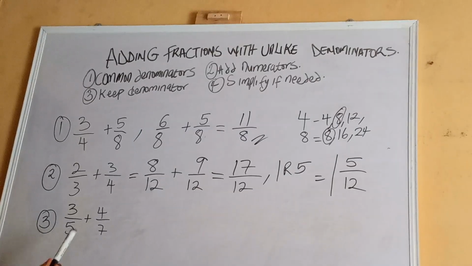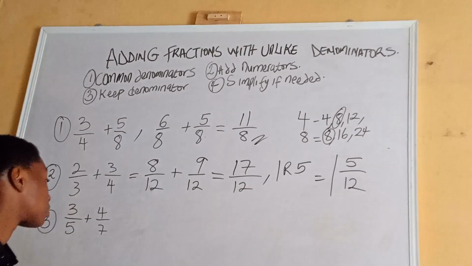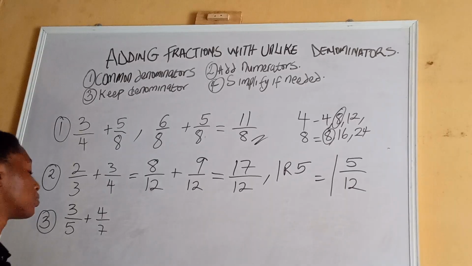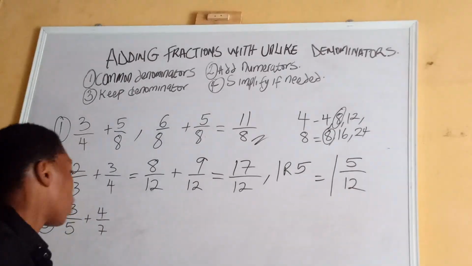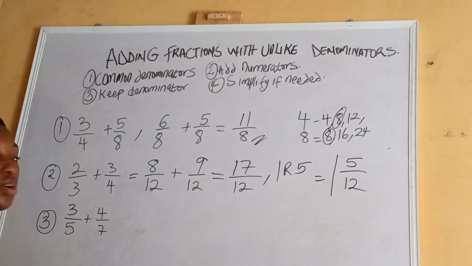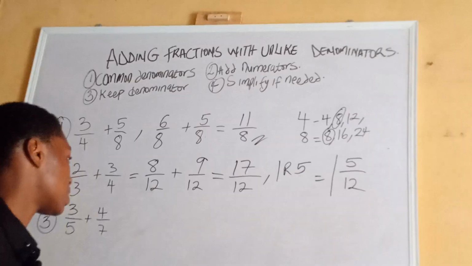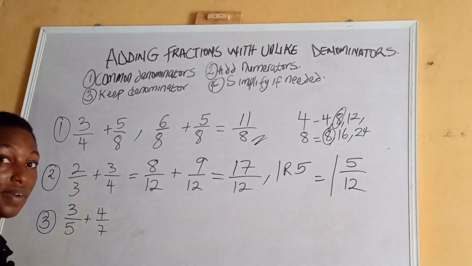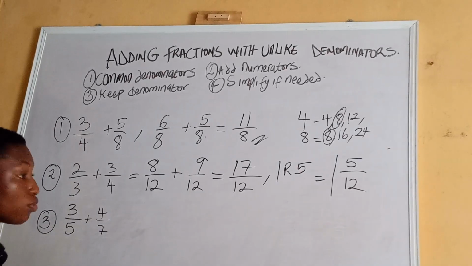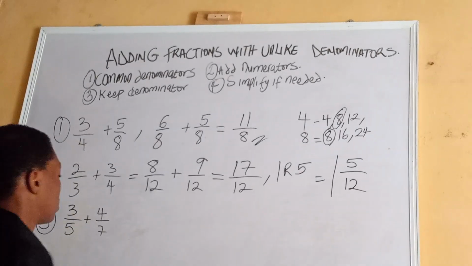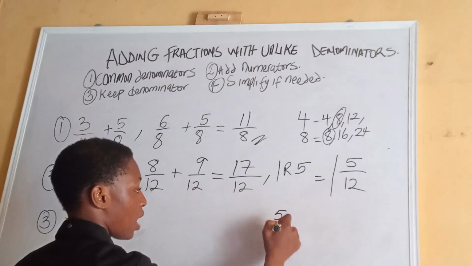All right, for this last one, quickly try it out and let me know your answer in the comment section. All right, so for this, you have 3 over 5 plus 4 over 7. What are we going to do? Now we already know the drill. We are going to make sure these two have the same denominator, right? And so in the process of trying to find denominator, we are going to use equivalent fractions. What we are going to do here is simply to look for the LCM first. The LCM of 5 and 7.